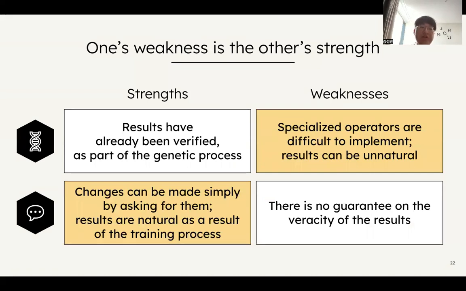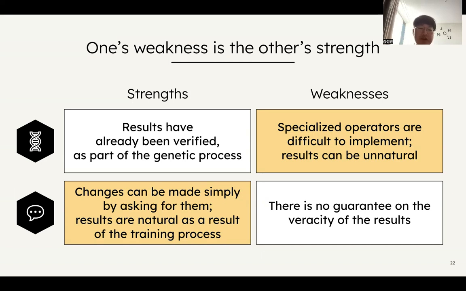the other's strength. For example, in genetic improvement, we talked about how specialized operators could potentially be more effective, but difficult to implement. Meanwhile, in large language models, we can simply make changes by asking for them. And so there's no difficult implementation required. All we have to do is type what we need in a few sentences, and that will be enough. Meanwhile, for large language models, there's no guarantee on the veracity of the results.